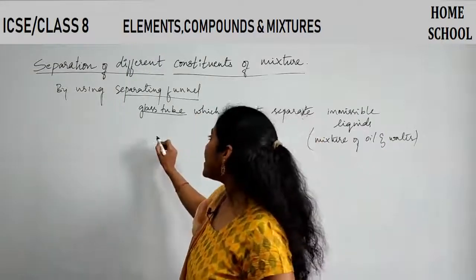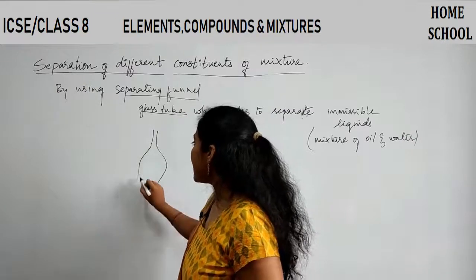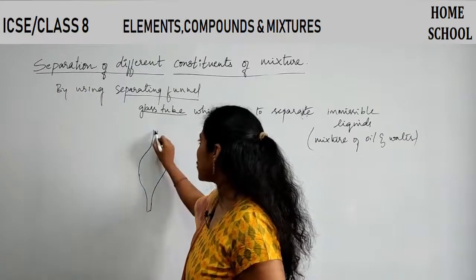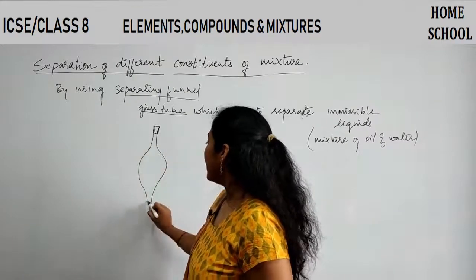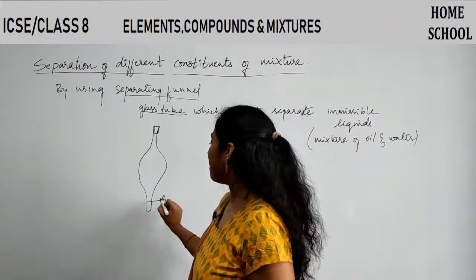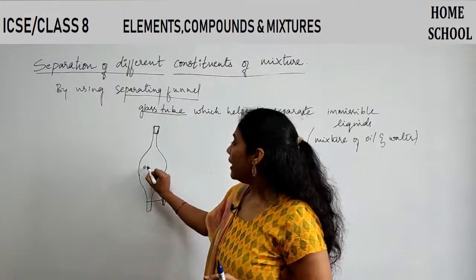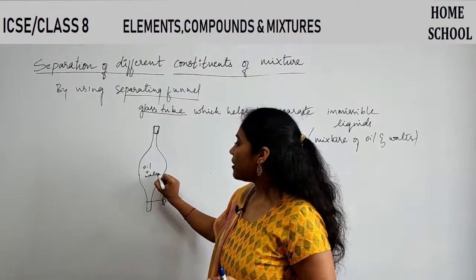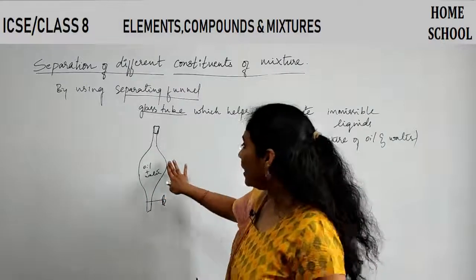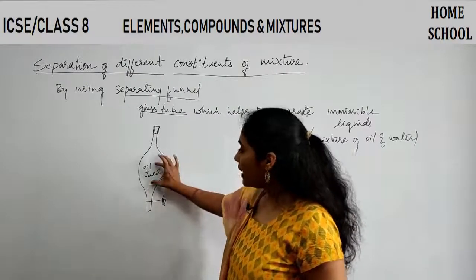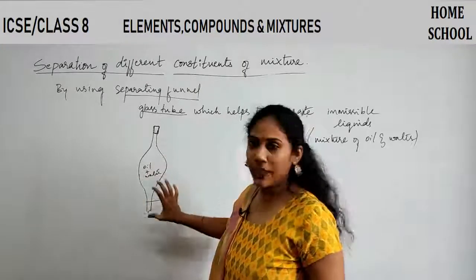You know, how does this separating funnel look? I told you it's a glass tube, isn't it? Say something like this. It will be in this particular shape. Here you will have a close knob, okay? And here you will have a tap. Clear? So what we will do is take the oil plus water mixture in this separating funnel. Nicely we will shake it, and we will allow the liquid to stand for some time. We will not disturb the liquid for some time.